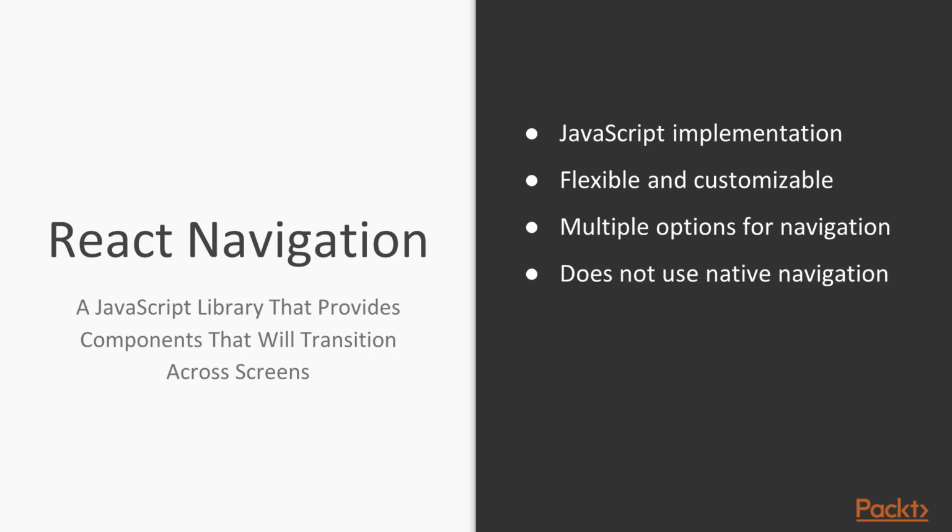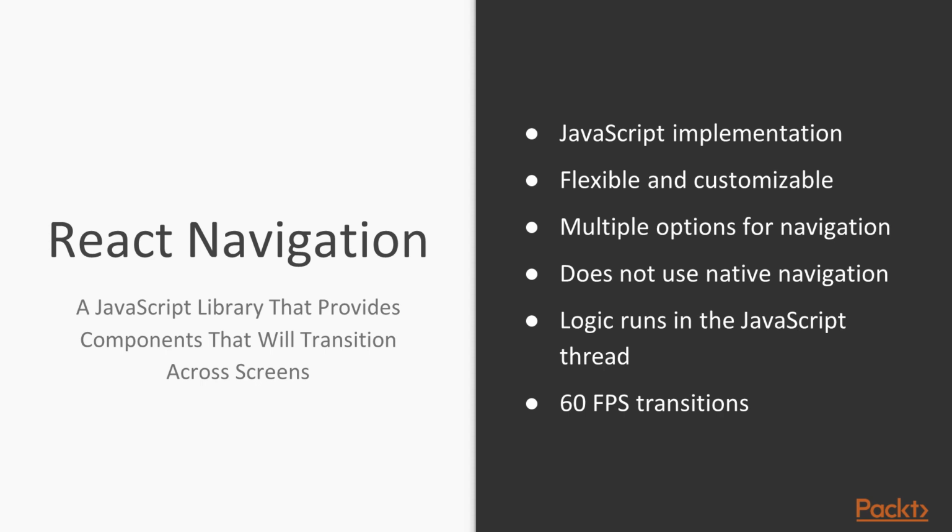React Navigation does not use any native implementation, so this is a pro in terms of customization and being able to debug any possible issues you may run into. The drawback is if you need platform-specific behavior, you will have to do the work to mimic it yourself, and it may be better to use another option like React Native Navigation. The logic is executed on the JavaScript thread and provides a 60 frame per second transition using the React Native primitives and the animated API.